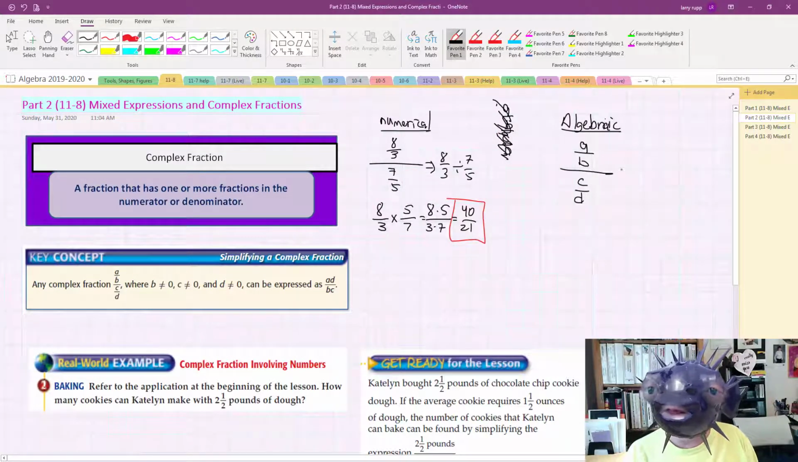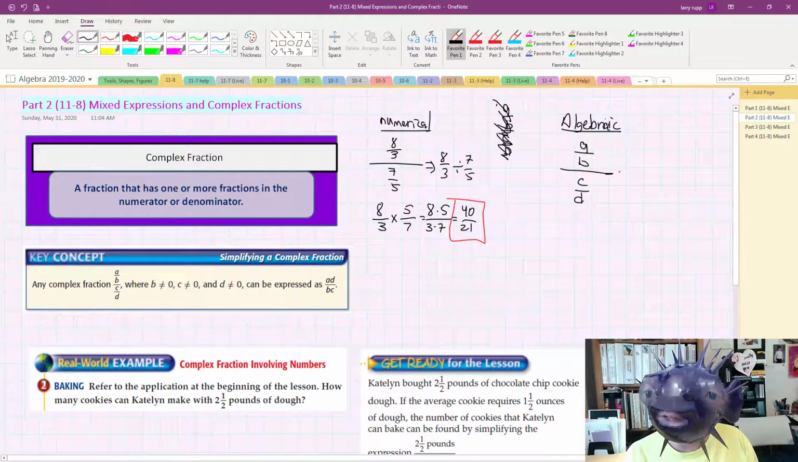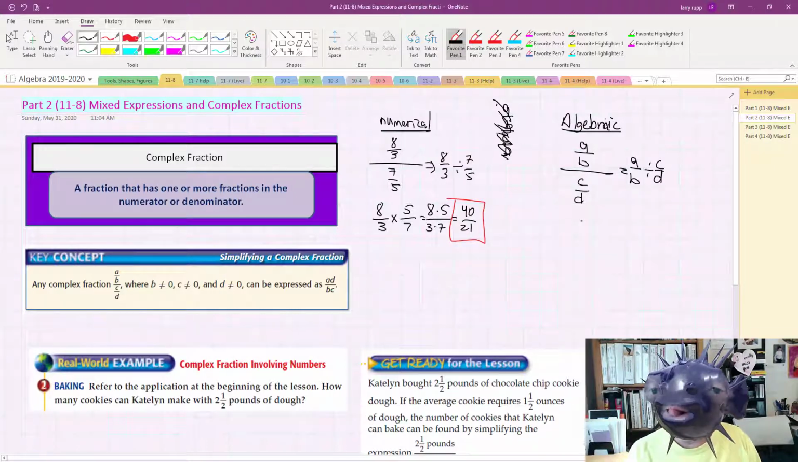Well, this is equal to A over B divided by C over D, right? So now we have A over B, and we keep it, change it to multiply, and flip the other one. So we have D over C. So this is equal to A times D over B times C.